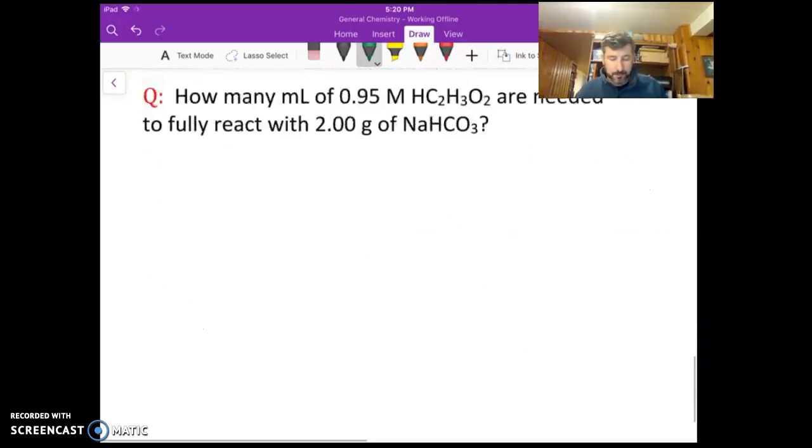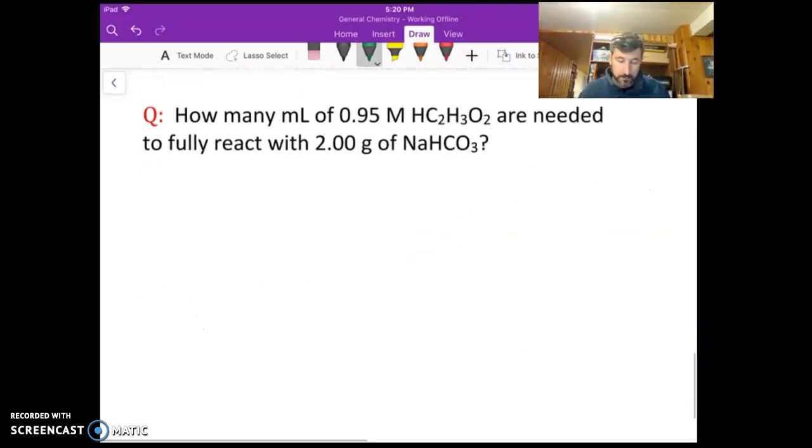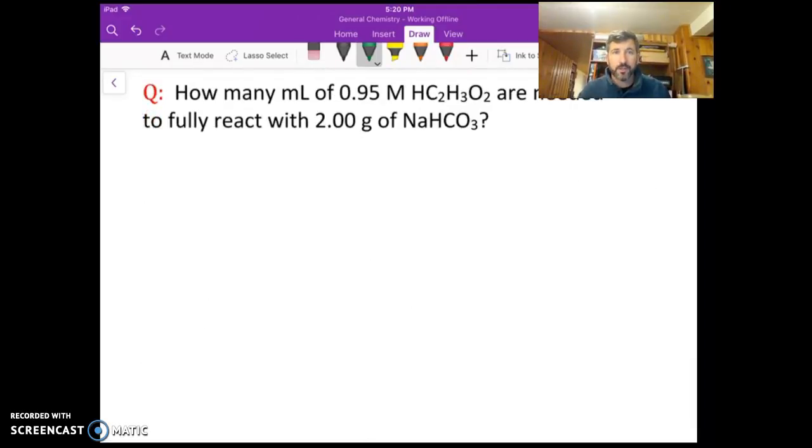All right, last question. This one's going back to the lab. We used 40 milliliters of 0.95 molar acetic acid or hydrogen acetate in the lab with 2 grams of sodium carbonate, or sodium hydrogen carbonate. How many, but we knew it was the excess. So that means we must have needed less than 40 milliliters if it was the excess, because we had some vinegar or some hydrogen acetate left after the reaction was over and the bubbling stopped.